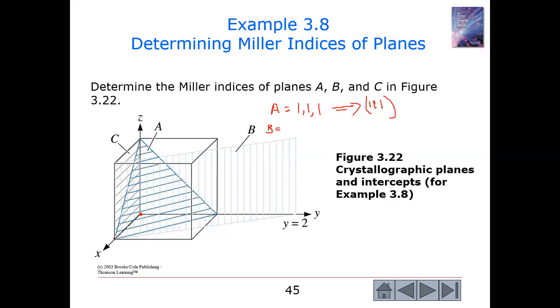So let's find out the intercepts. This is the origin. B is also not passing through the origin, so we do not need to move the origin. The intercept at x is 1. The intercept at y is not here, but here. So here y is 2. And the intercept at z is infinity because it's parallel to z. So then take reciprocals.